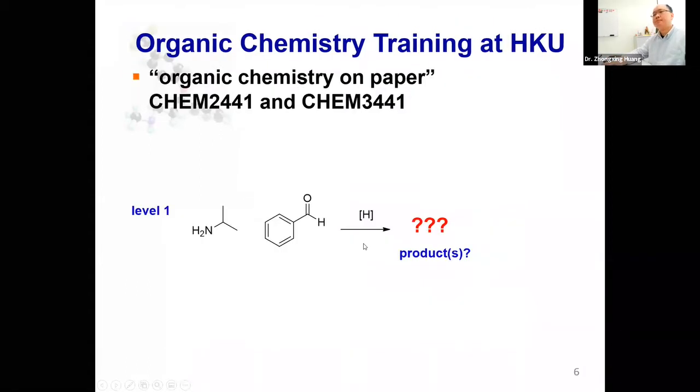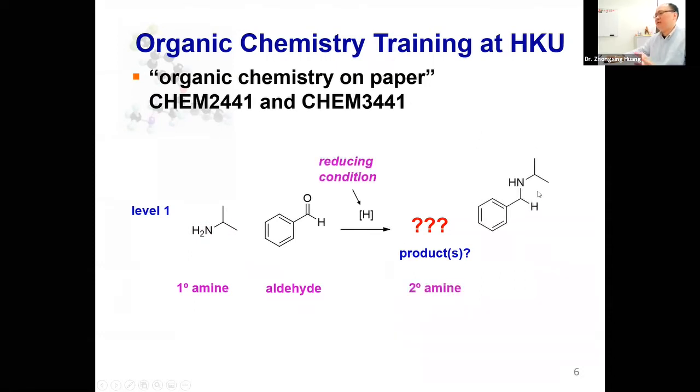Before we go to the major part of this course, let me show you what you are going to come across during the course. This is organic chemistry on paper. On level 1, the basic level of this course, we will teach you that a primary amine, which is shown here, will react with an aldehyde under reducing conditions to give a product, which is the secondary amine. This is the basic level.